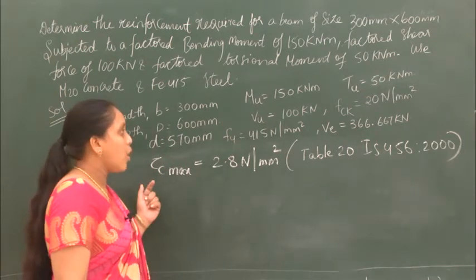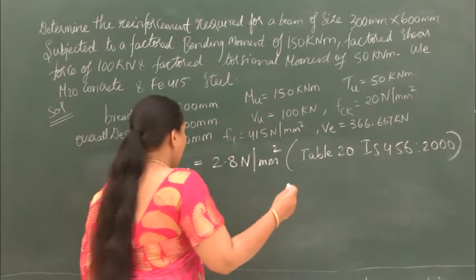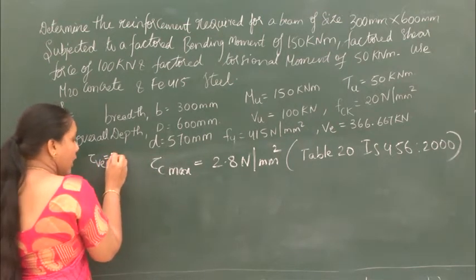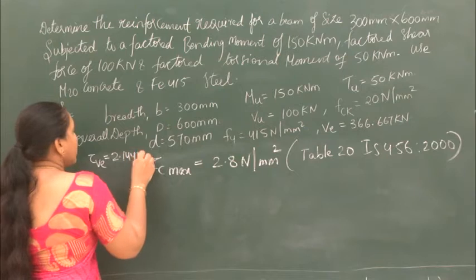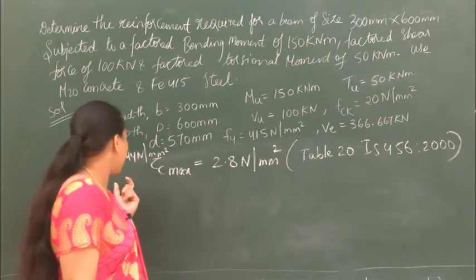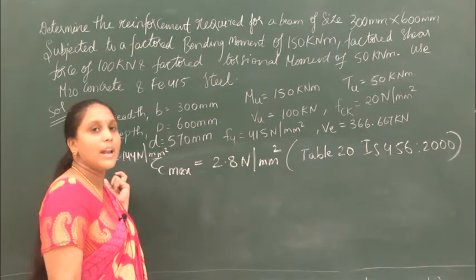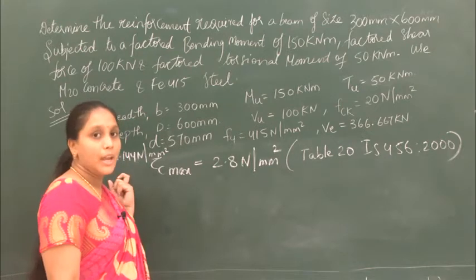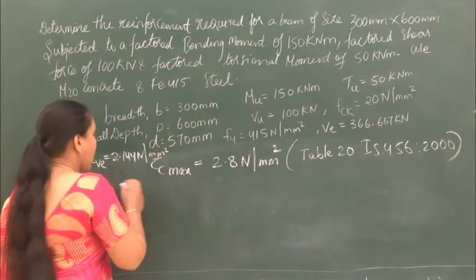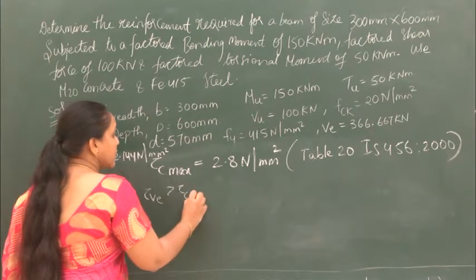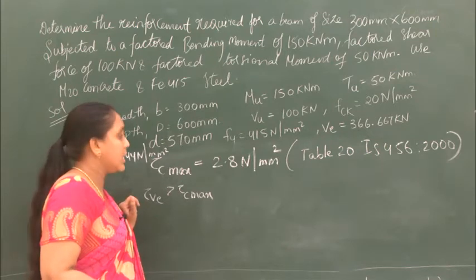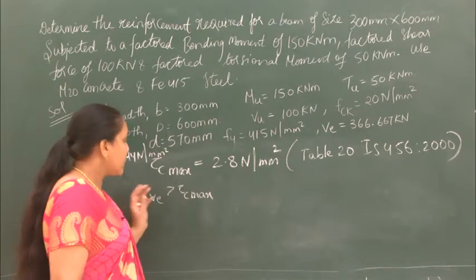Now let me write down the value of tau VE here. Tau VE, the equivalent shear stress value we have got, is 2.144 Newton per mm square. And what we have seen in the previous lecture is that tau VE, the equivalent shear stress, should be less than tau C max. If tau VE is greater than tau C max, then you have to redesign the section. The design should be redone, so it is not acceptable.